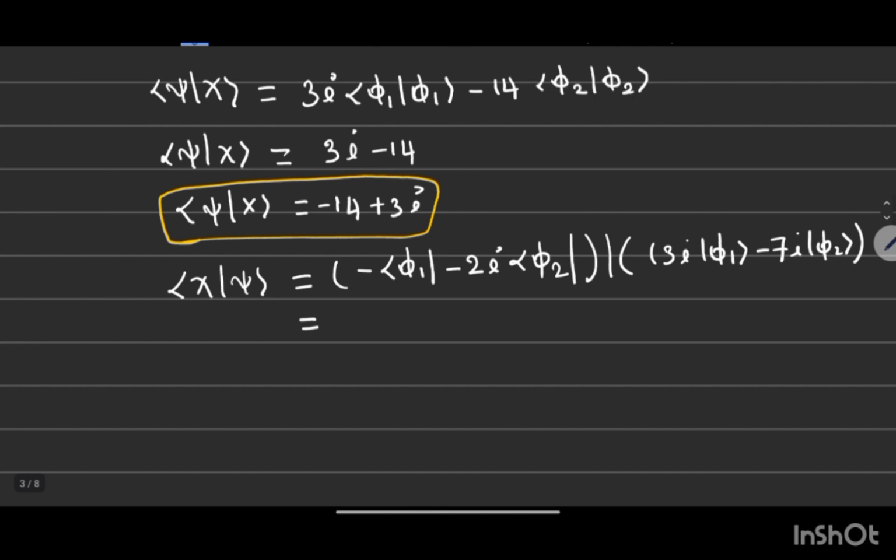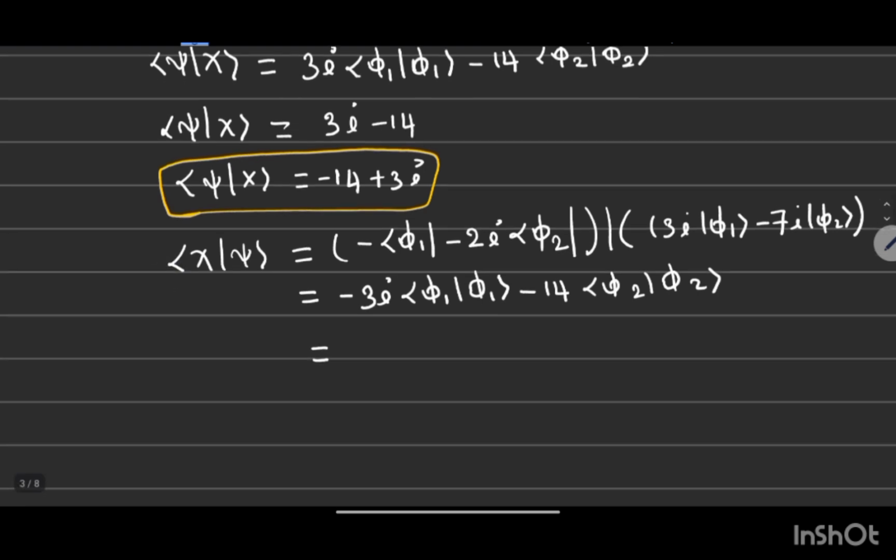So here you can see minus 1 times 3i, so it is minus 3i times phi 1 product with phi 1, and minus 2i times minus 7i, so it is minus 14 times phi 2 with phi 2. So we know the inner product of like base vectors is 1. So it is minus 14 minus 3i. So this is the answer.